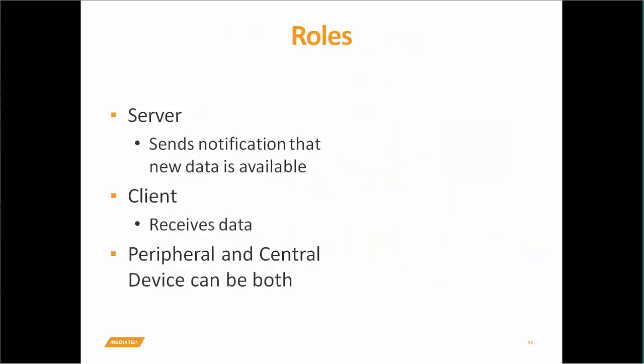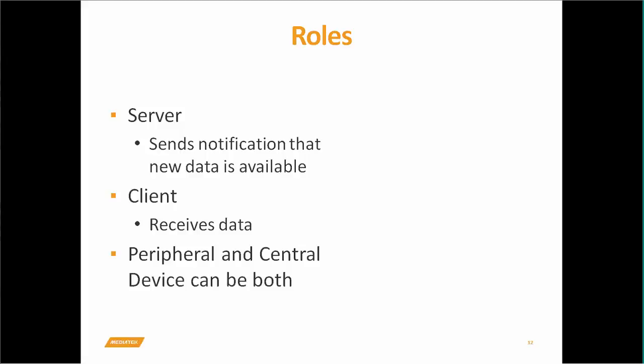Then we have different roles in the GATT architecture. So we have servers and we have clients. Servers are the ones who deliver data to the client, or also send a notification that new data is available. And the client is the device that normally receives the data. And again, both peripheral and central devices can be both.